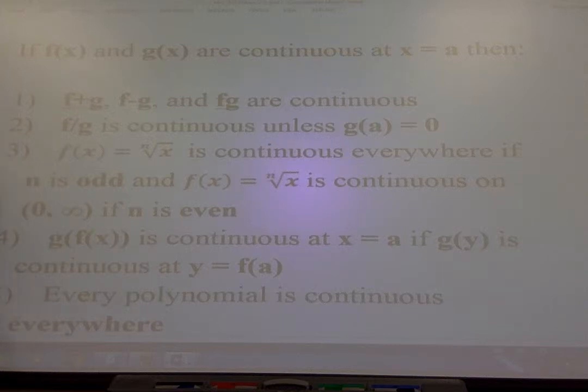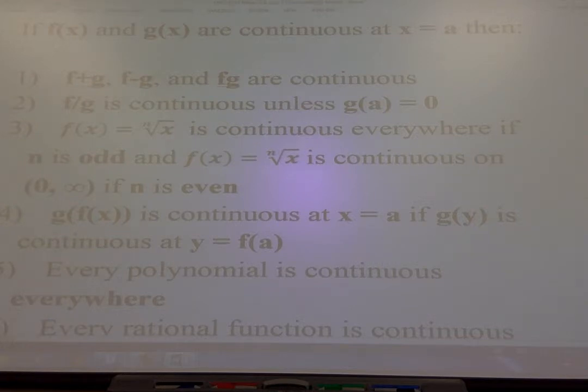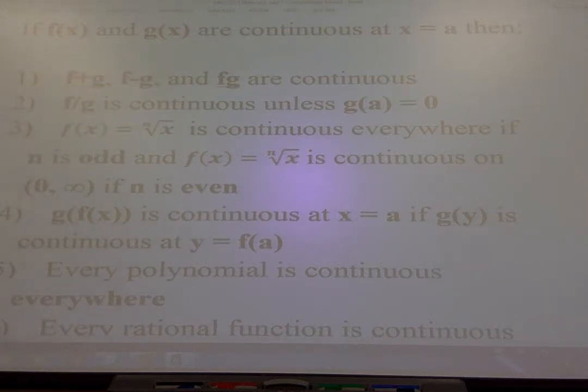Here are just some other little bits of information. If f and g are 2 continuous functions at x equal a, then the sum, the difference, and the product are continuous everywhere. That would be good. The quotient function f divided by g is continuous unless g of a is 0, which would make a 0 denominator. Makes good sense, doesn't it?